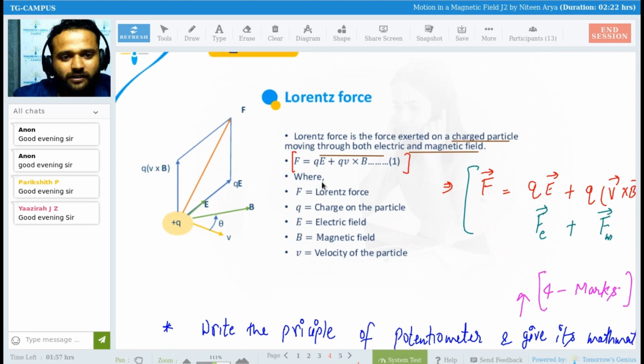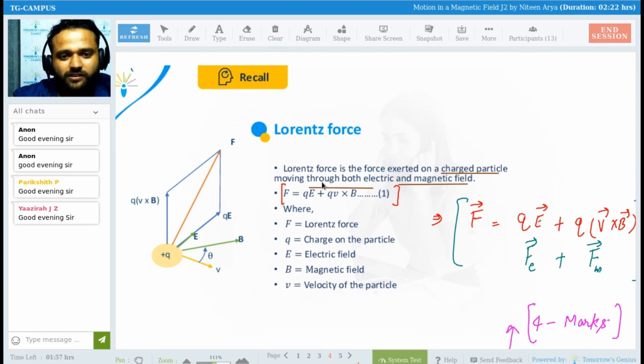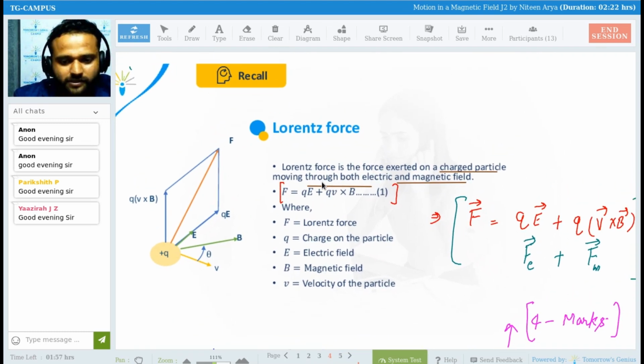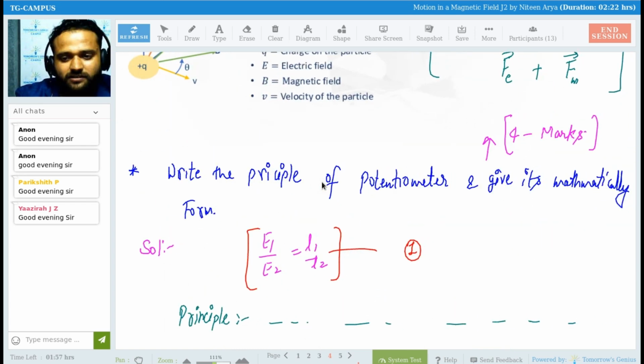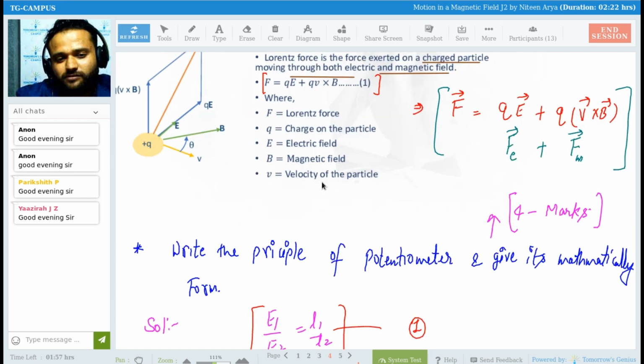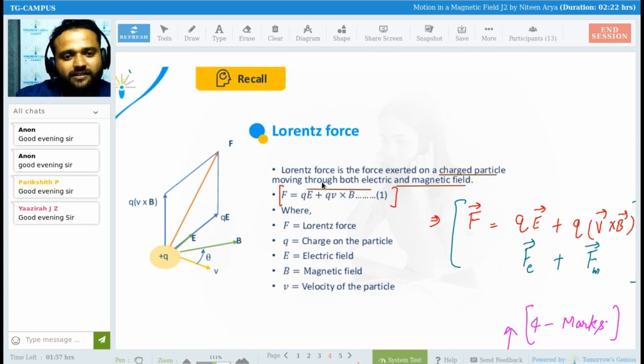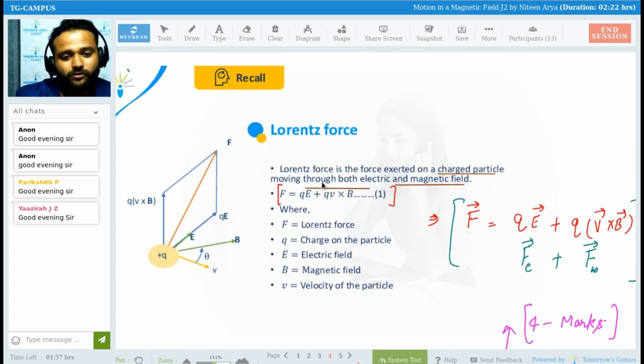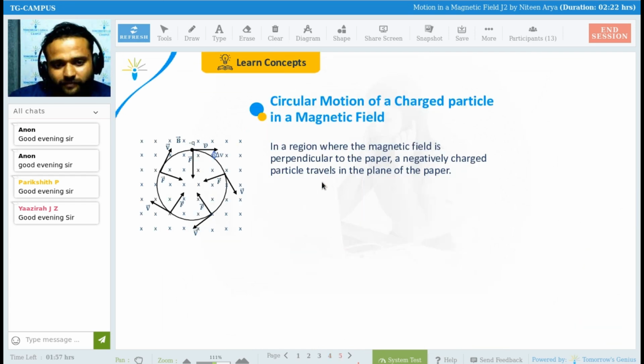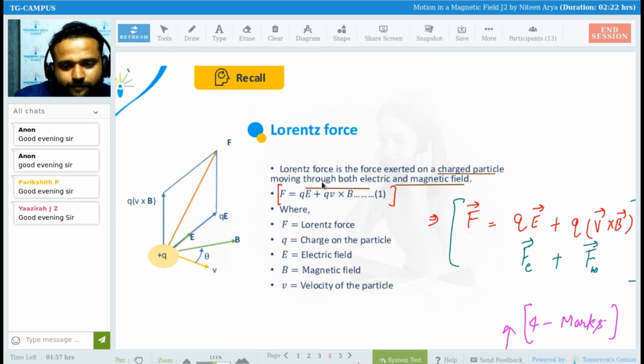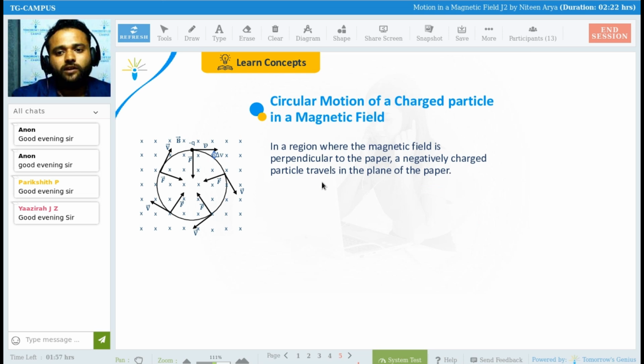Leave this now and come to the topic. So this is your recall, Lorentz force. We already know this. You will get it in PDF form also, so it can always remind you. So this is your first topic, circular motion of a charged particle in a magnetic field. I already explained this.